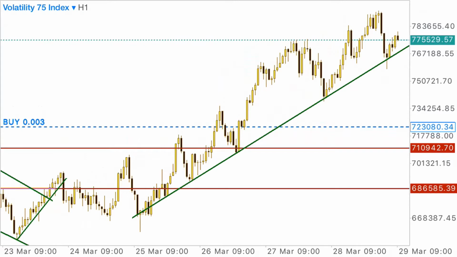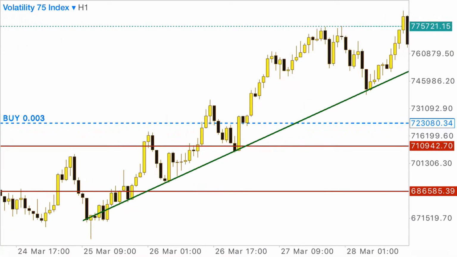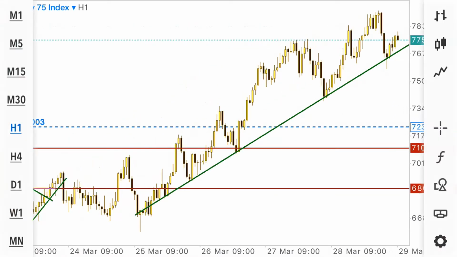So jumping right in, I don't want to make this video too long. As you can see here, we have this trend. This is V75 on the H1 chart. Yeah, more of my style rather than the 5 minutes and all of that.